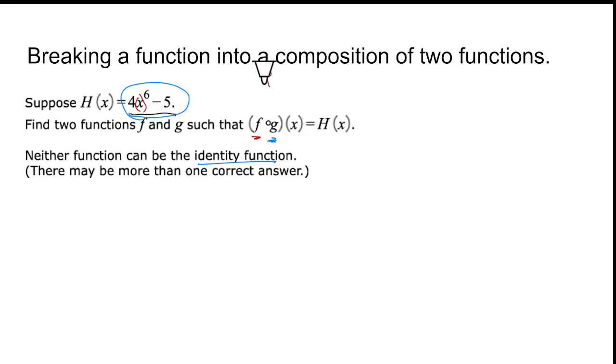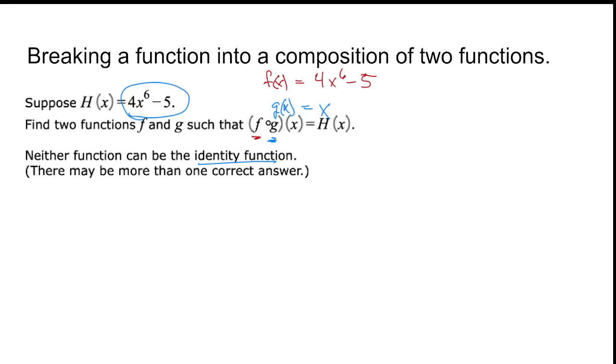So one answer, we could say f of x equals 4x to the 6 minus 5, and then g of x equals x, you plug x in there, and that works. Yes, f composite g is that function, but that would work for everything, so it's not real helpful.